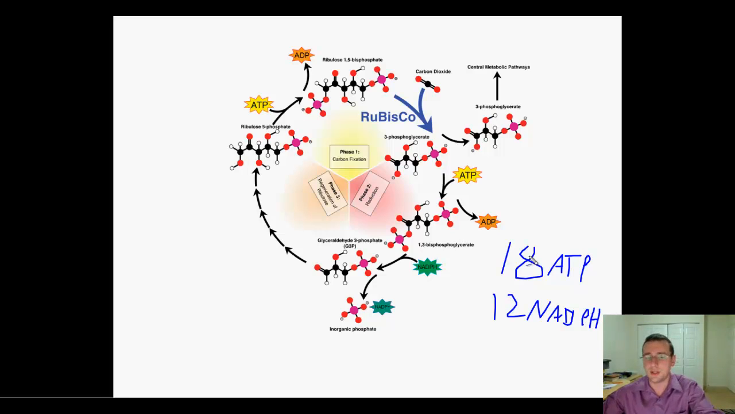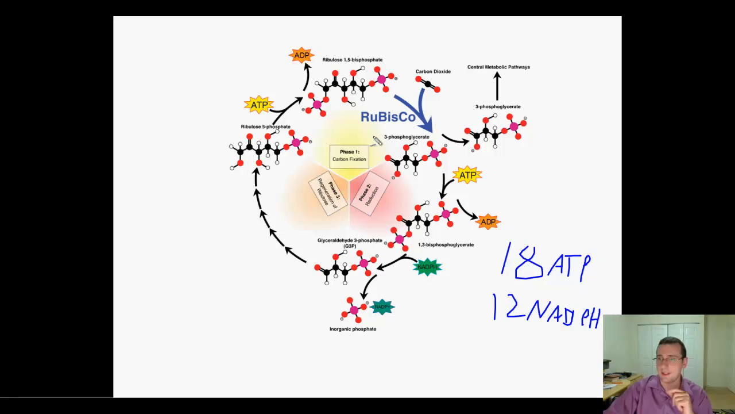Where do I get the other 6 ATP? From the cyclic photosynthesis. So it all fits together. 12 ATPs produced during non-cyclic, 6 produced during cyclic, plus the 12 NADPH produced at the end of the non-cyclic gives me enough energy to complete 1 carbon fixation cycle.